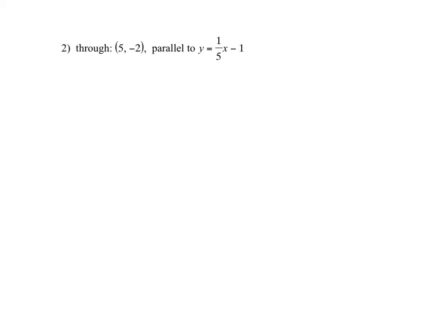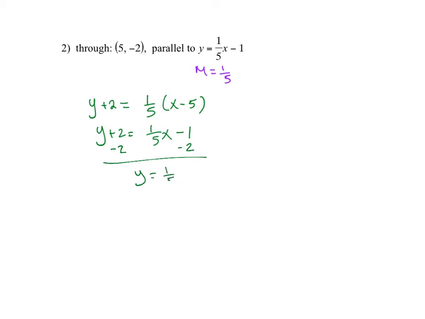The next one, I'm going to start by identifying the slope here. It's 1/5. Remember that it's the coefficient of x. Again, I'm going to use point-slope. So y minus -2, so y plus 2, equals 1/5 times x minus 5. So y plus 2 equals 1/5 x minus 1. Remember that when I multiply 1/5 times 5, it's going to be 1. And now I'm going to subtract 2 on both sides. So y equals 1/5 x minus 3.